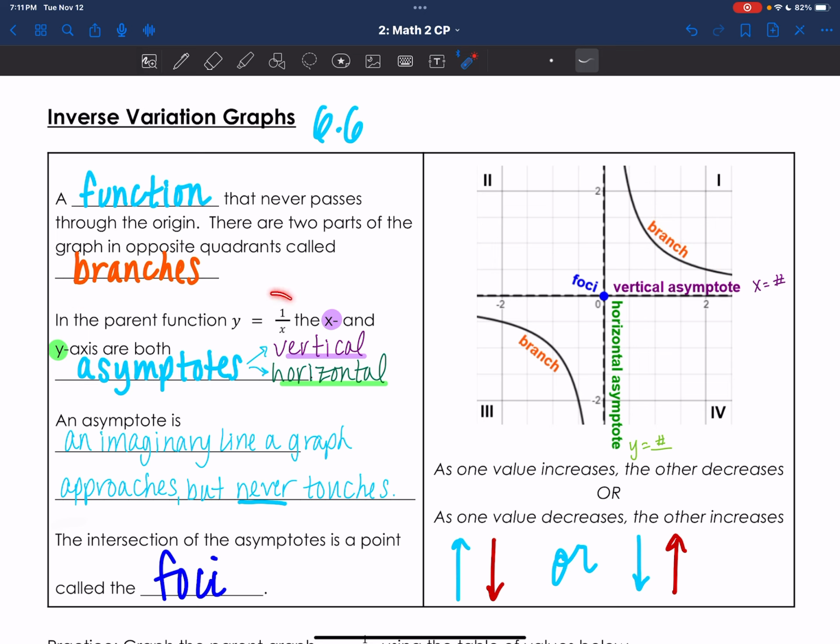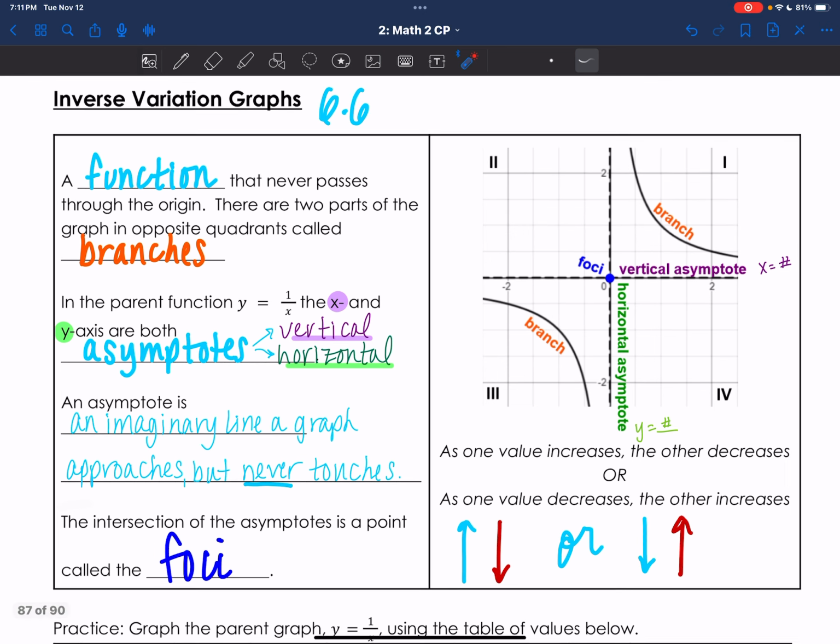The parent function is y equals 1 over x, and the x and y axes are both asymptotes. You can have a vertical asymptote, you can have a horizontal asymptote. So vertical asymptote is your x values. Vertical goes this way, so your equation is x equals a number. And then horizontal would be moving this way, and that equation would be y equals wherever it crosses the y-axis.